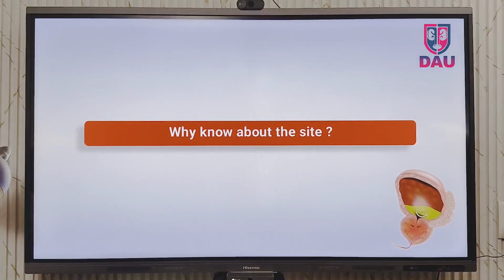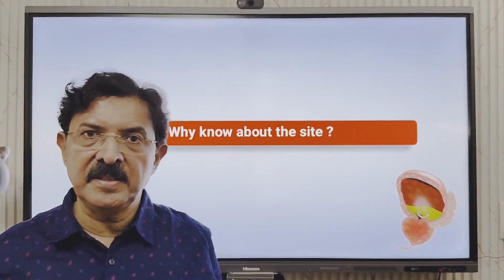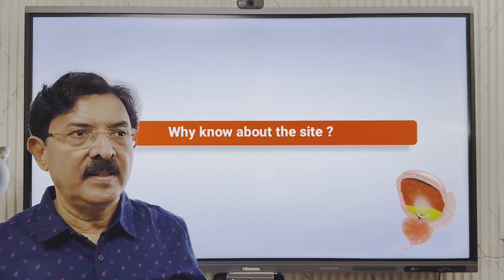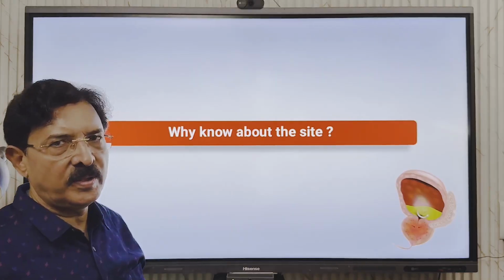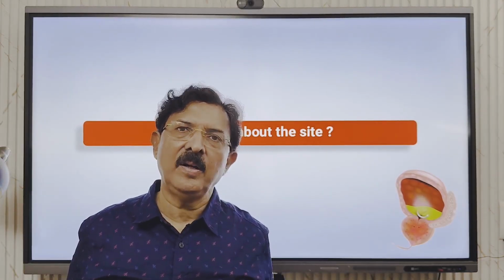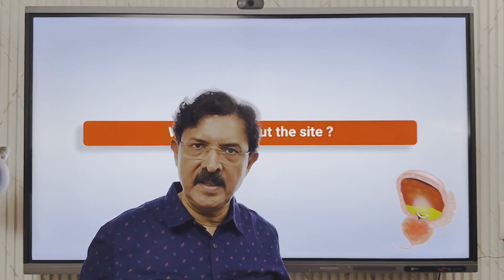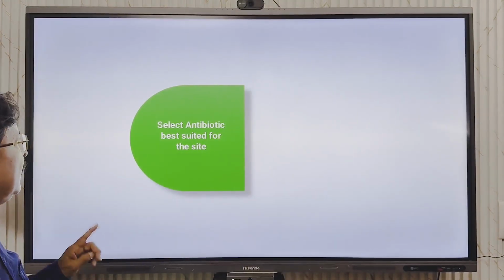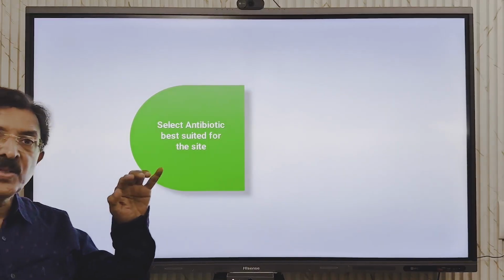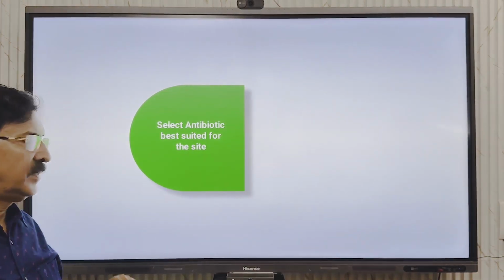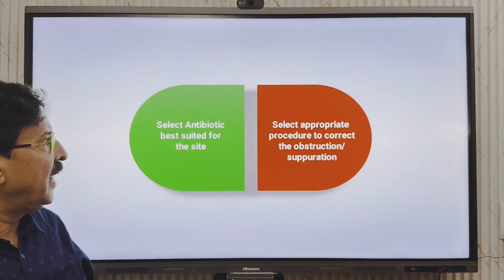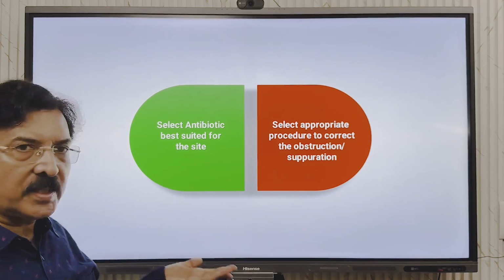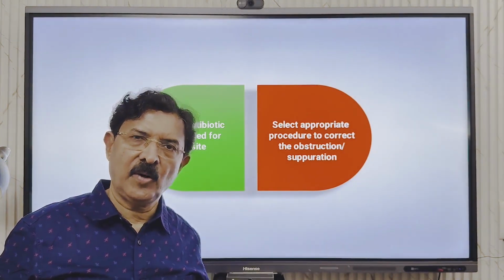So I told you about these 4 sites which can be the places for bacterial hideout and resultant recurrent urinary tract infection. Now, why am I telling you about this? This is a big question. Why at all should you know at which site there is a persistence of infection? There are 2 aspects. One, you select the antibiotic best suited for the site. The concentration of that antibiotic should be good at that site. And secondly, you select an appropriate procedure to correct the obstruction or suppuration, whatever is the case.